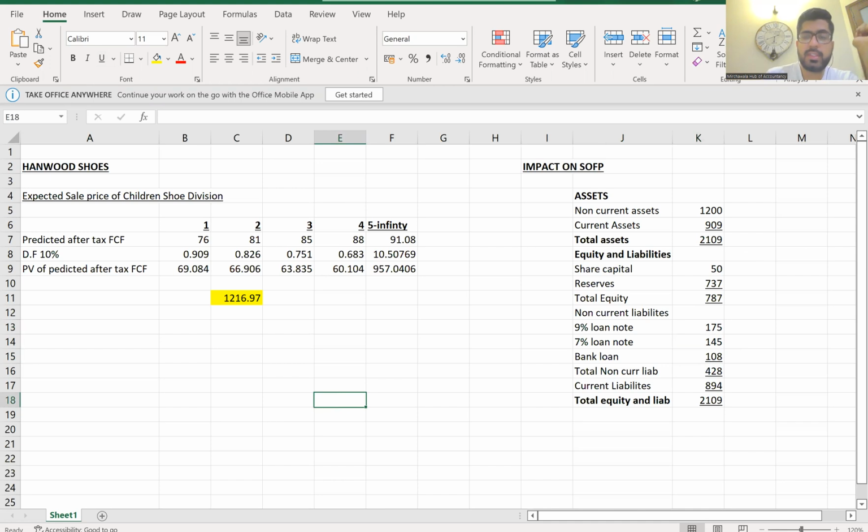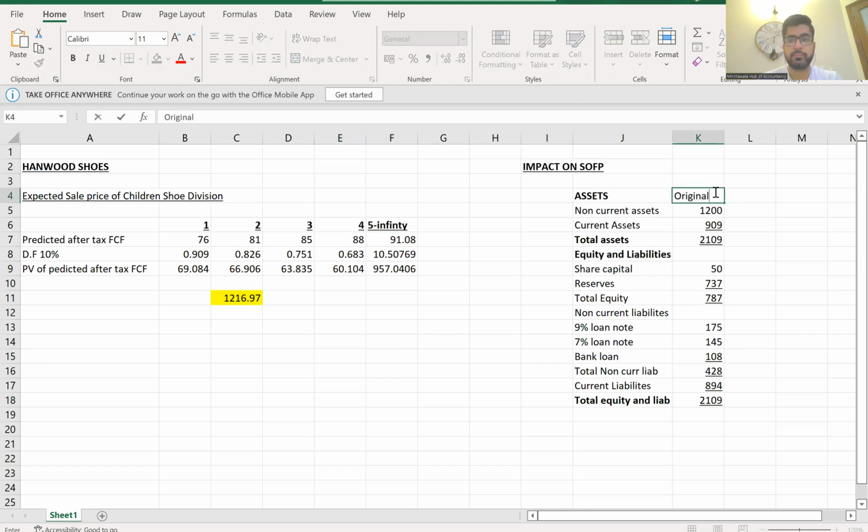So this is the original balance sheet, because I have to mention the impact on SFP. So what I did was I made the original first. Now I will make a new one, because it didn't ask me to make a balance sheet. Just for the sake of understanding, I am making a new one to help you understand how things are going.